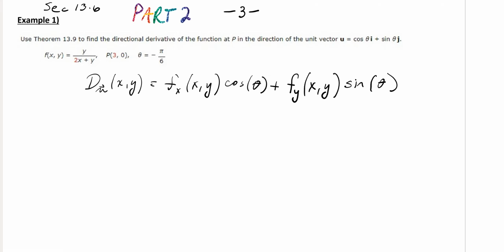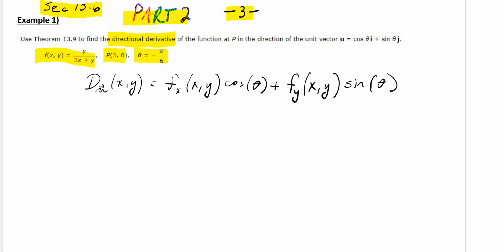This is Math 261. This is section 13.6 on the directional derivative and gradients. And this is part 2, page 3. So we're in this example to find the directional derivative of this function at this point in the direction of this angle, negative pi over 6.